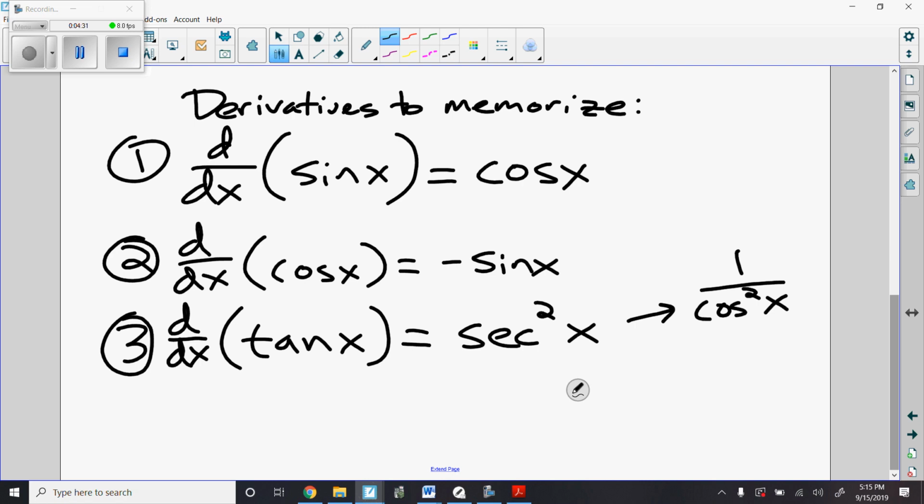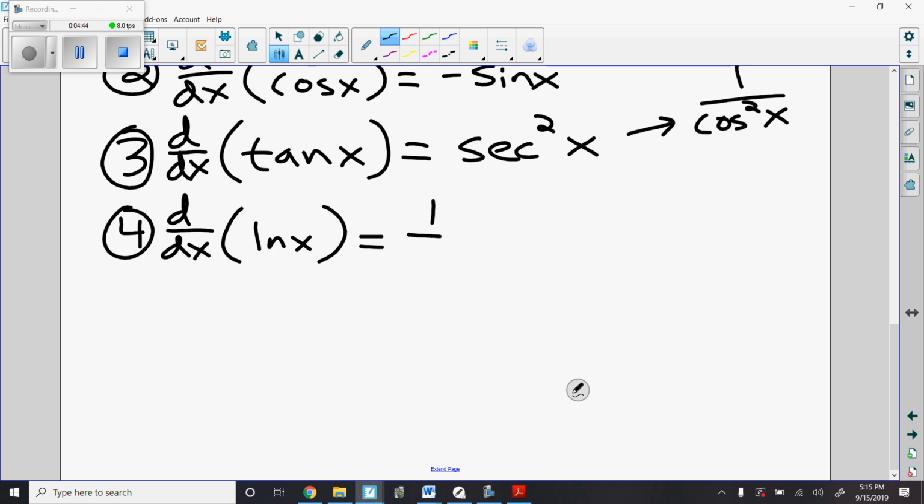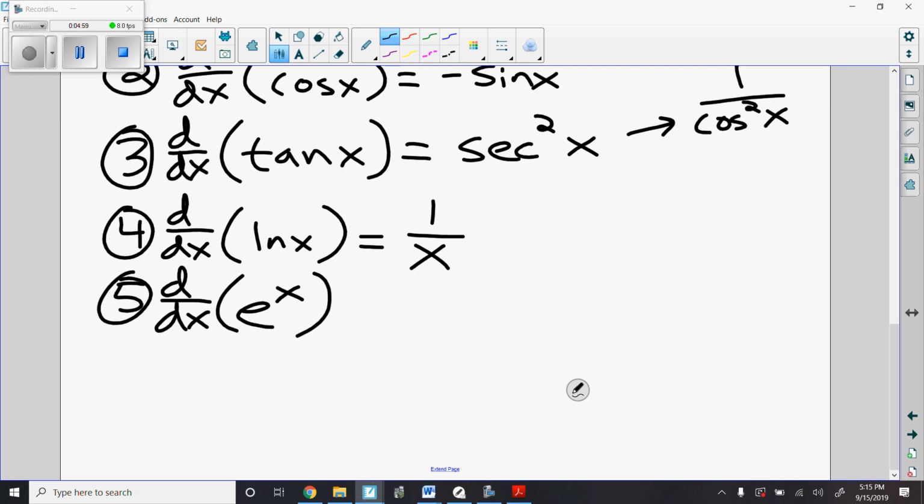Okay? The next one is natural log. The derivative of the natural log of x is always equal to 1 over x. Two more to memorize. The derivative of e to the x, interestingly enough, always comes out e to the x. And I'll look at that in the next one.